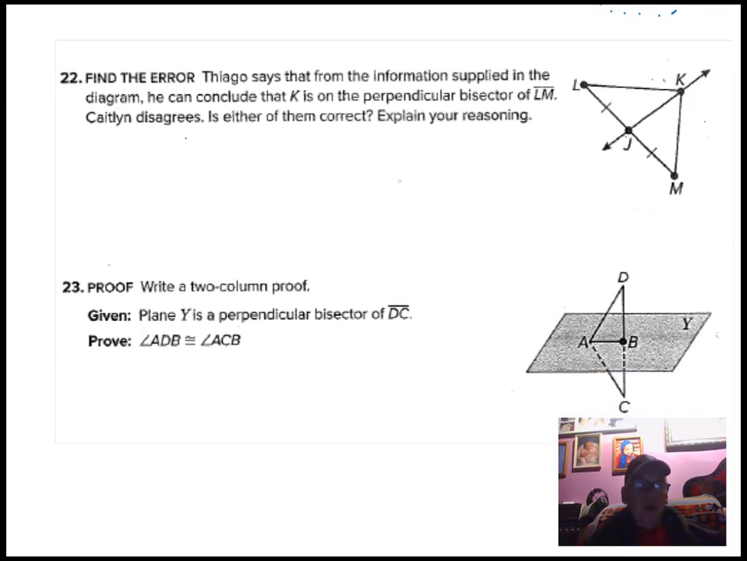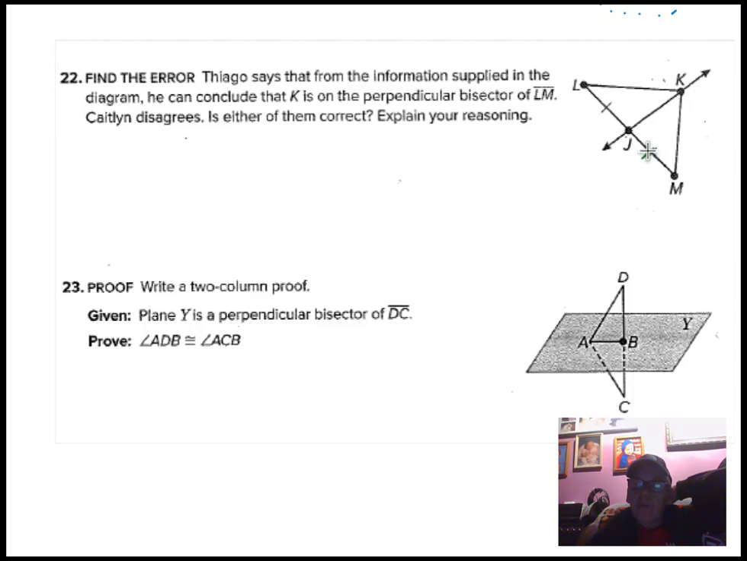Okay, let's find the error on this one. So Thiago says that that's enough to conclude that K is on the perpendicular bisector. Now, a point that's on the perpendicular bisector is equidistant from the endpoints. It's not showing us that it's equidistant from the endpoints. So is there another way that we can show that this is a perpendicular bisector?